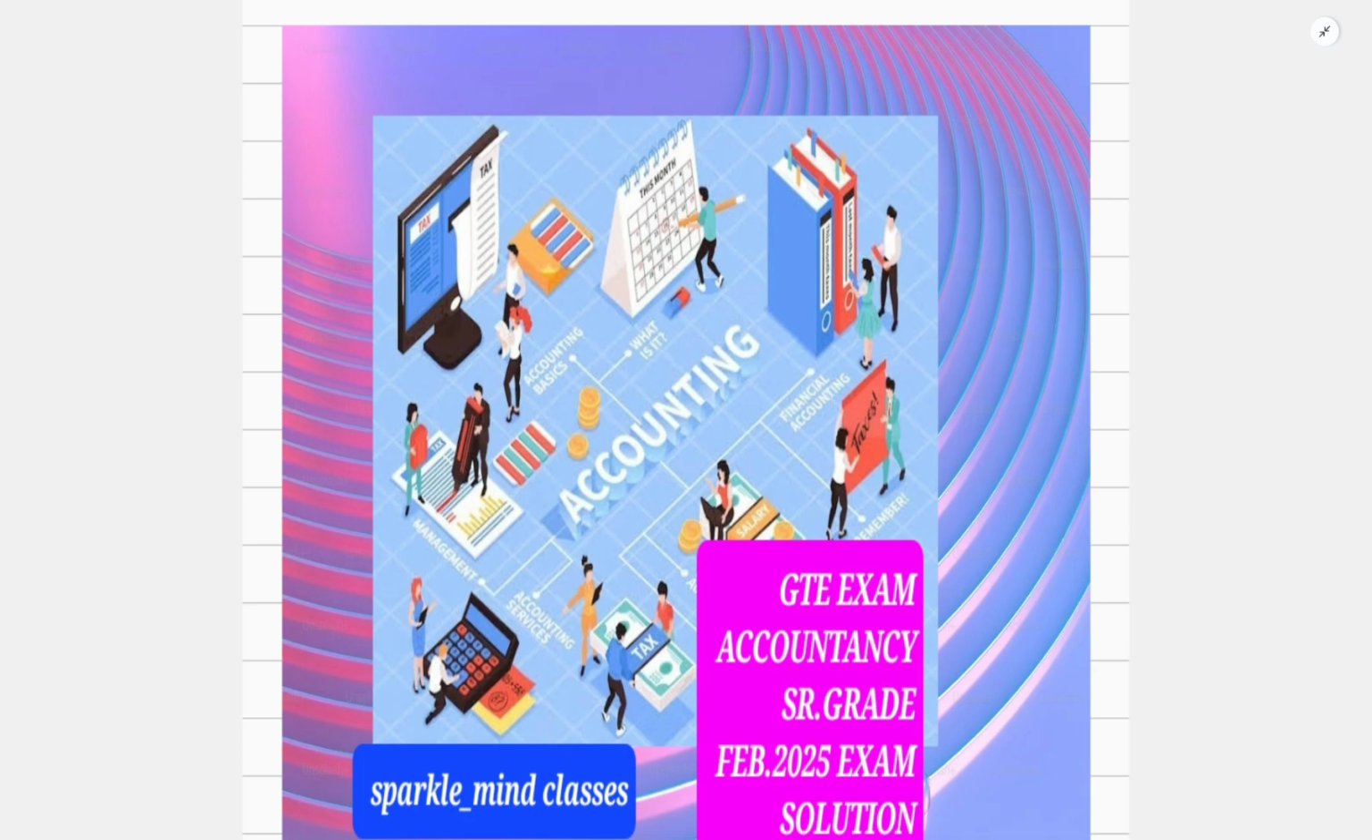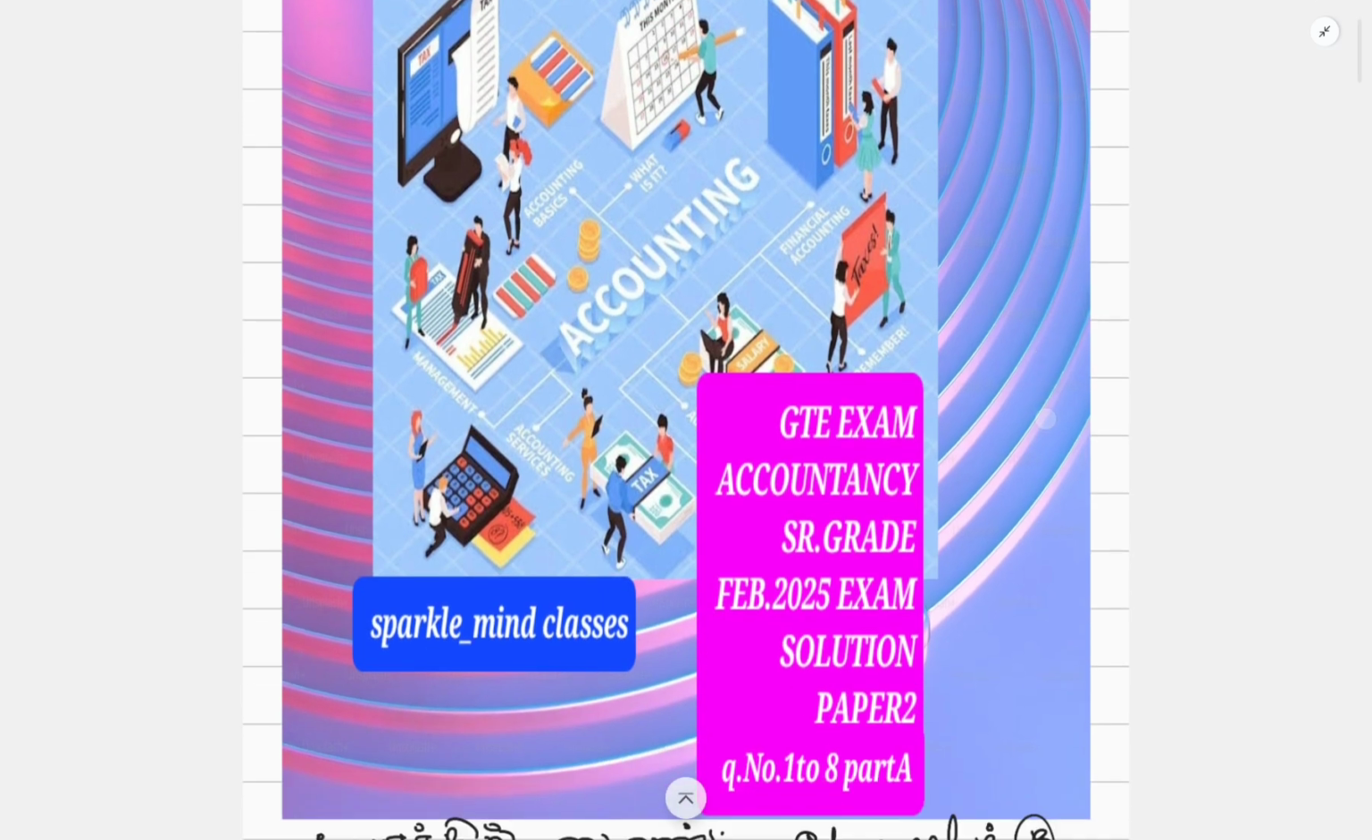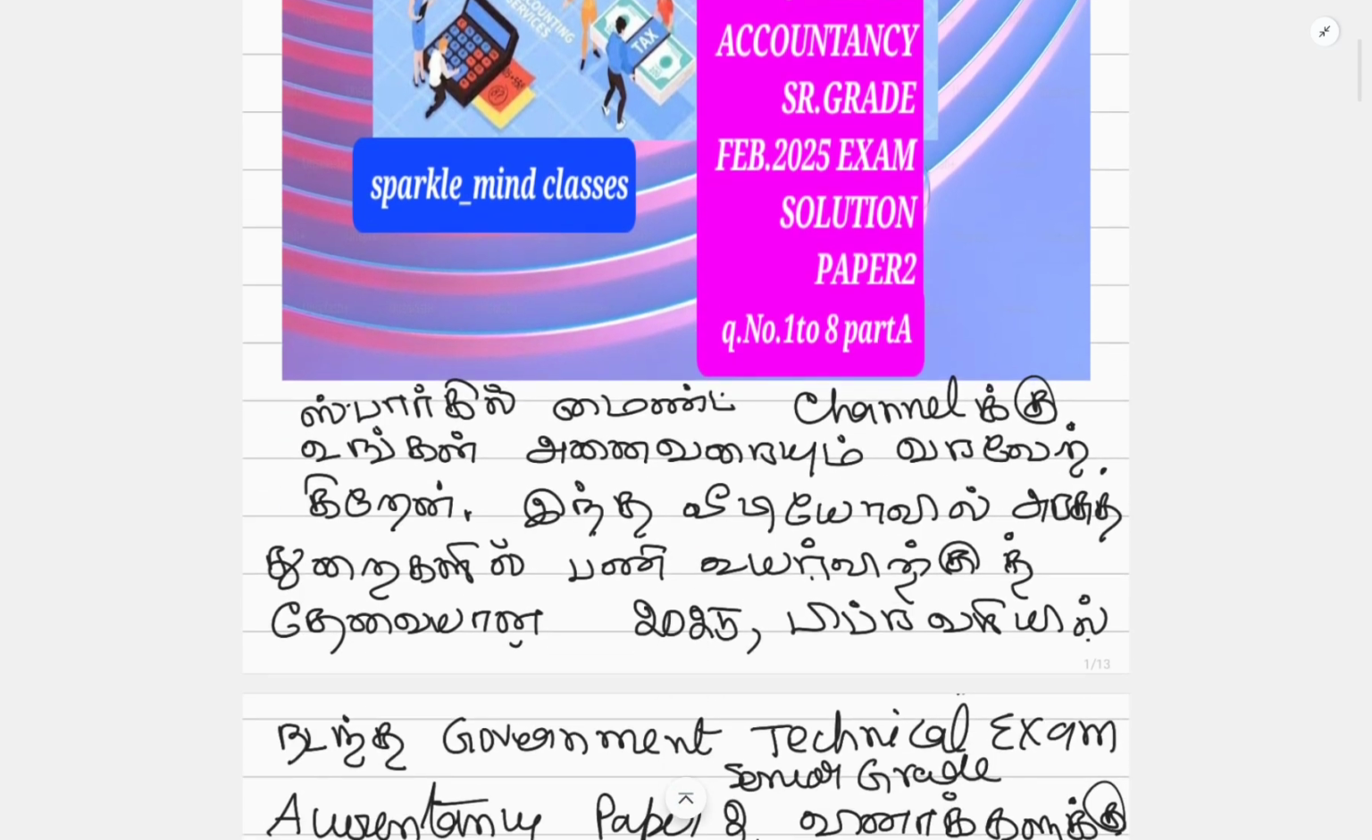Government Technical Exam Accountancy Senior Grade February 25 Exam Solution. Paper 2. Question number 1 to 8 Part A.